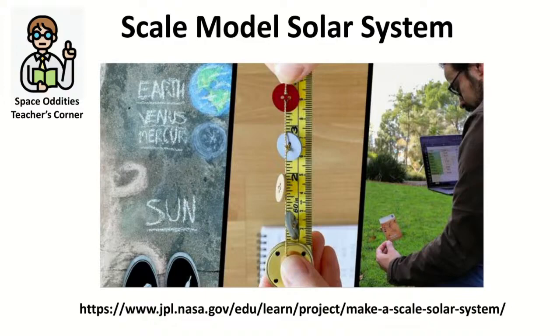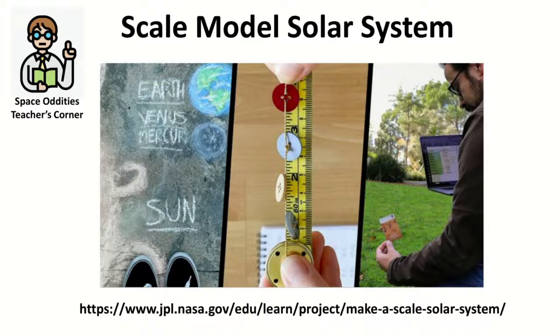So we're calling this the Space Oddities Teacher Corner, and I thought that we would just start with one that I've done for elementary school all the way up through high school and with my undergraduate students. As you put different emphasis on it and add or subtract detail, this is an activity that can really work with lots of different audiences, and it's quite fun. It's called the Scale Model Solar System.